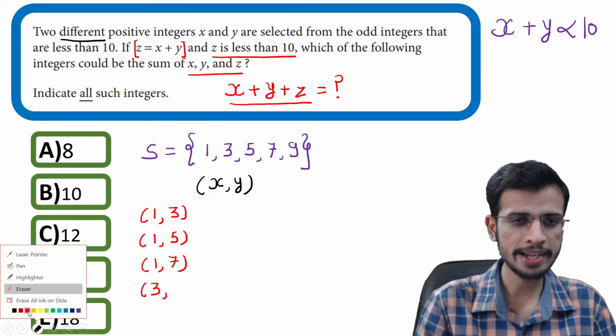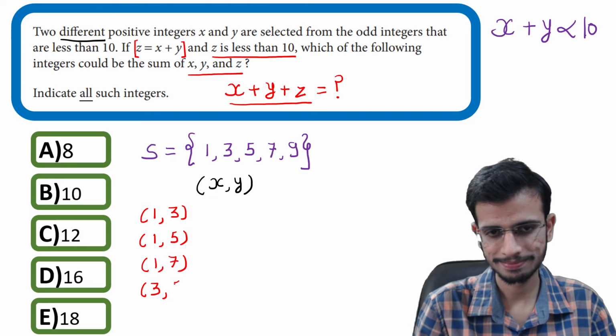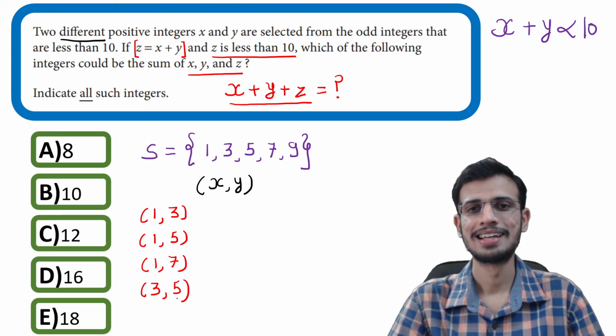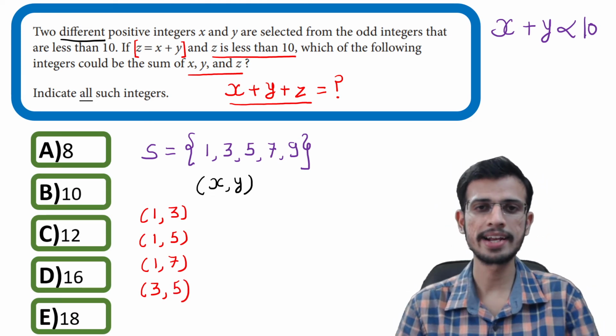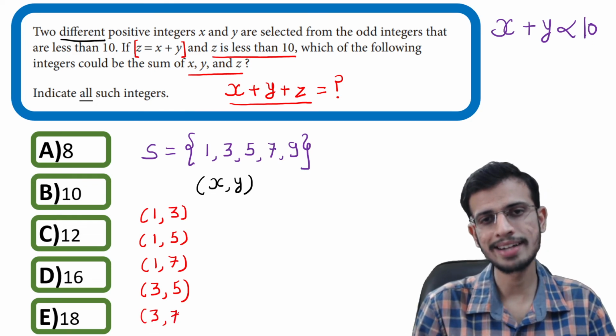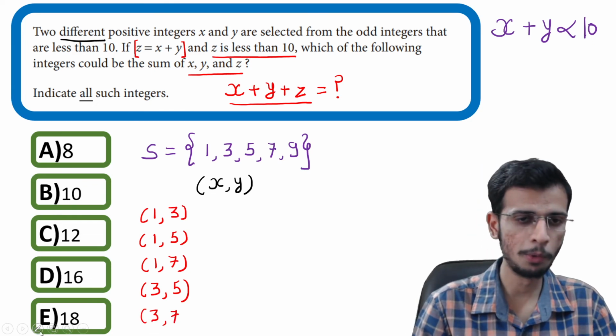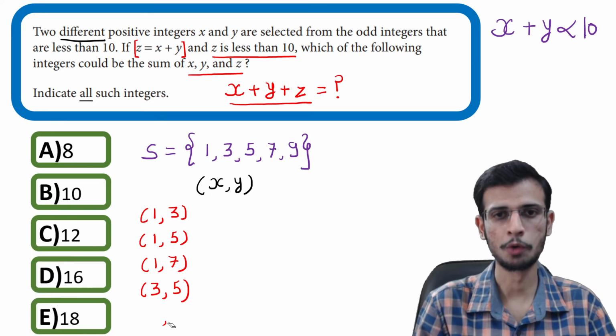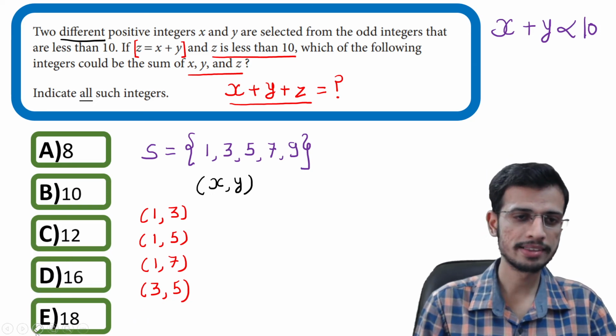So with 3 I am writing 5. 3 plus 5, 8, is less than 10. We can't write 3 and 7 or 3 and 9 because the sum will be more than 10. So I have written this.